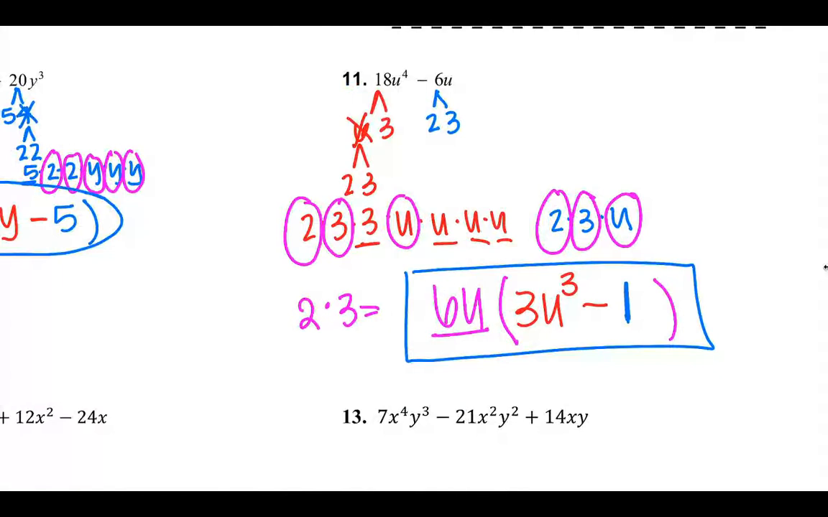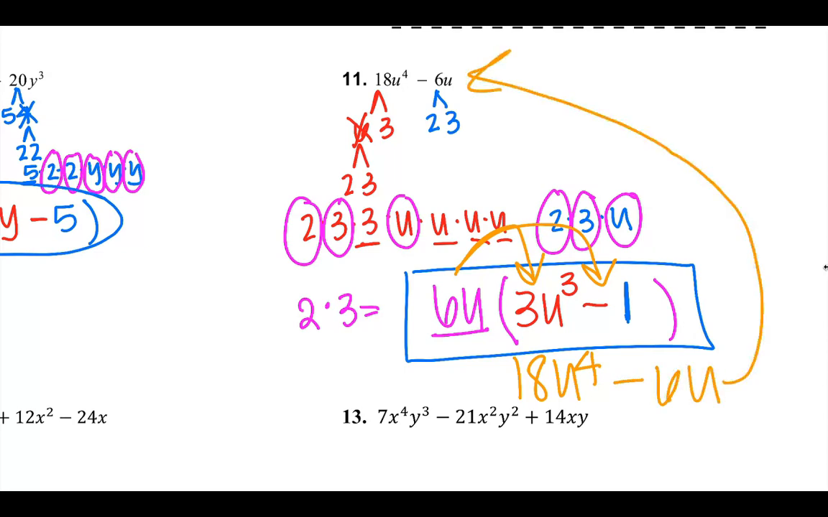And again, if we went to check, 6u times u to the third, 3u to the third is 18u to the fourth. And 6u times negative 1 is negative 6u, which again is what I started with.